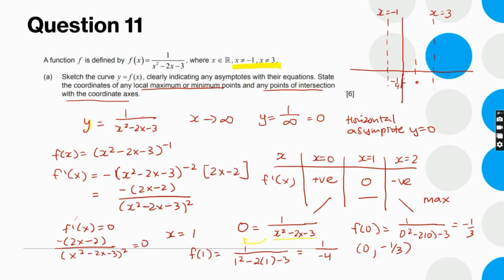And at 0 it's negative 1/3, so negative 1/3 is here. So I can pretty much sketch my curve now. I know it looks something like that. It's the maximum point. And these two parts, because it's asymptotic, will tend towards 0. Okay, there I go. That's my graph. I have all the points listed.